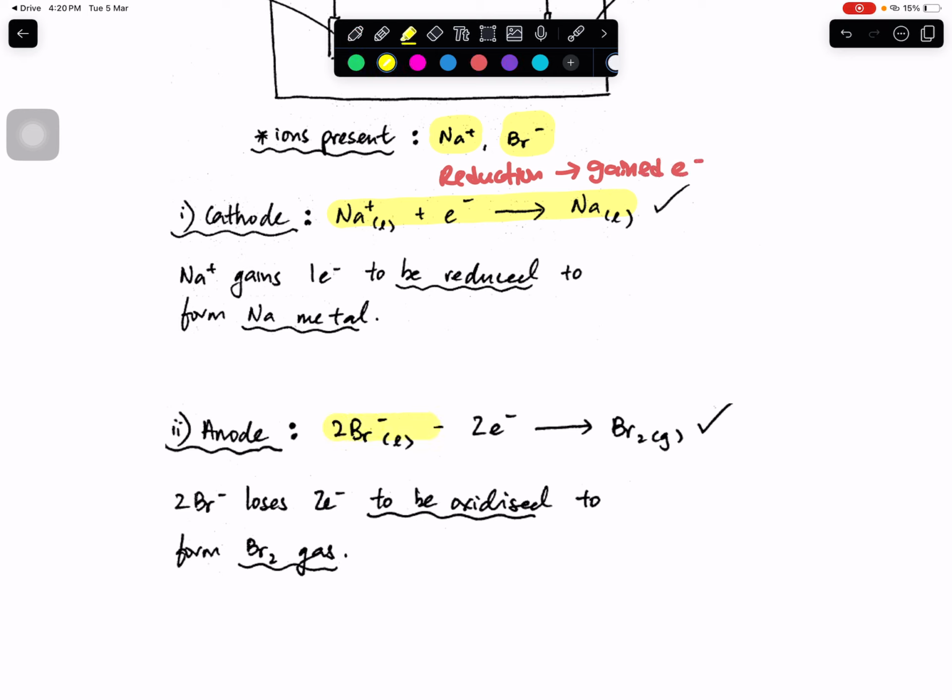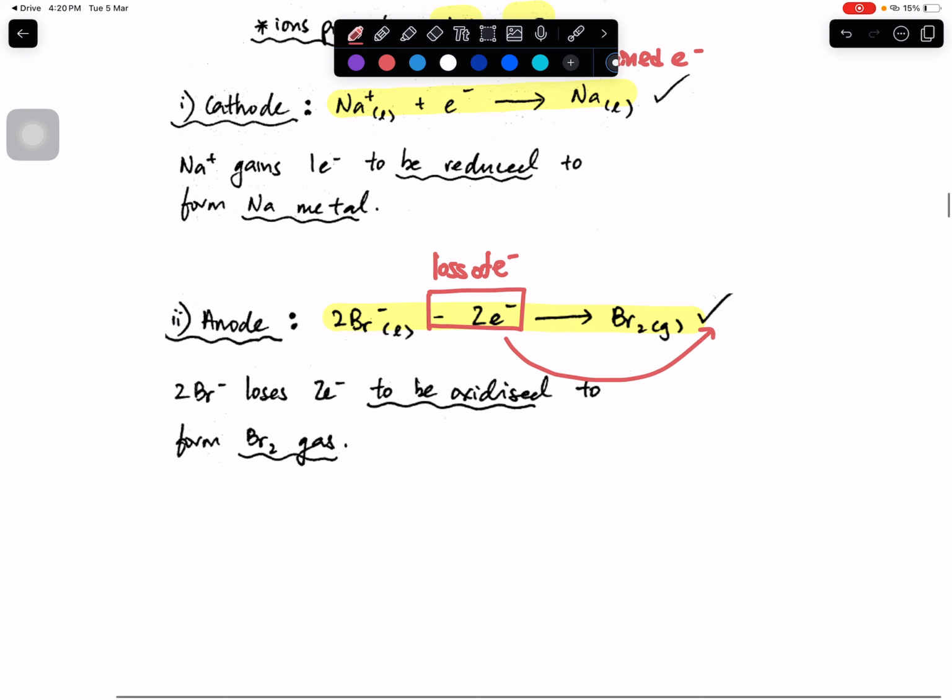Okay, on the other hand, if you take note of this equation, you see that I have written minus 2 electrons. So this isn't actually correct, but just to show you that this is the loss of electrons. But by right, if you bring it over, how would your equation look? It will look something like this: 2Br minus to become Br2 plus 2e minus. This is how it actually looks.